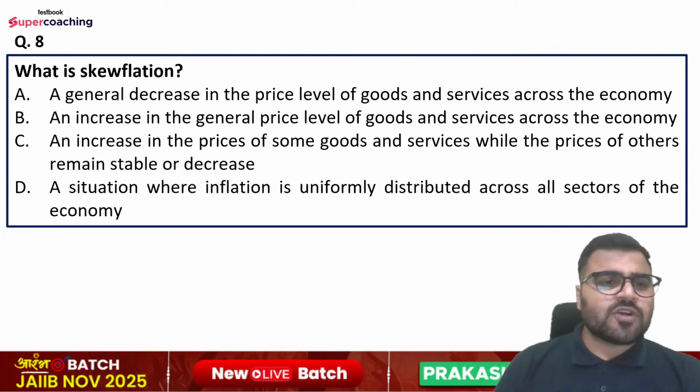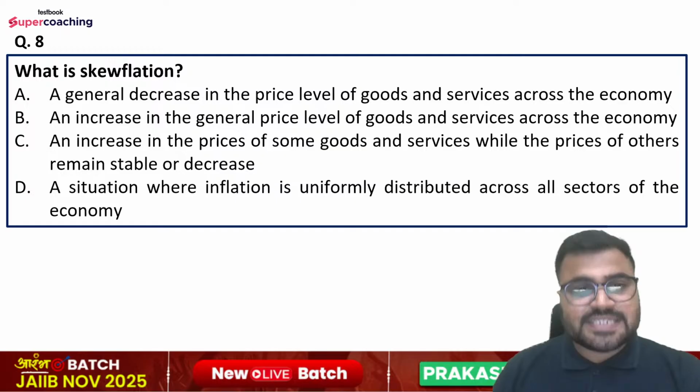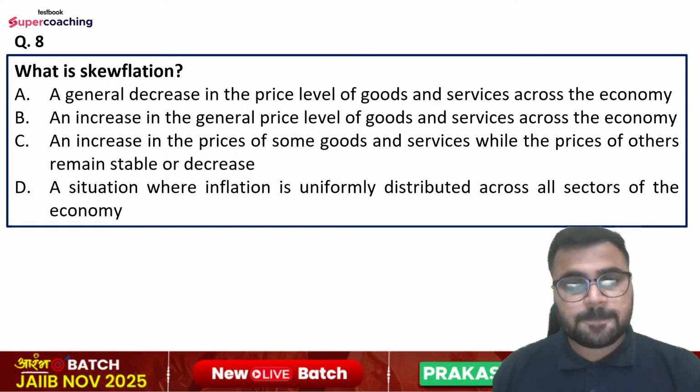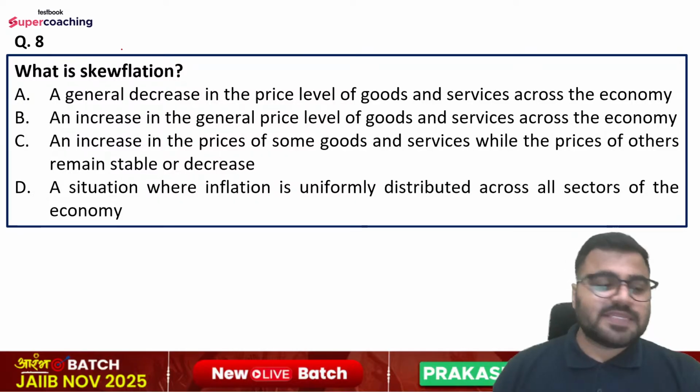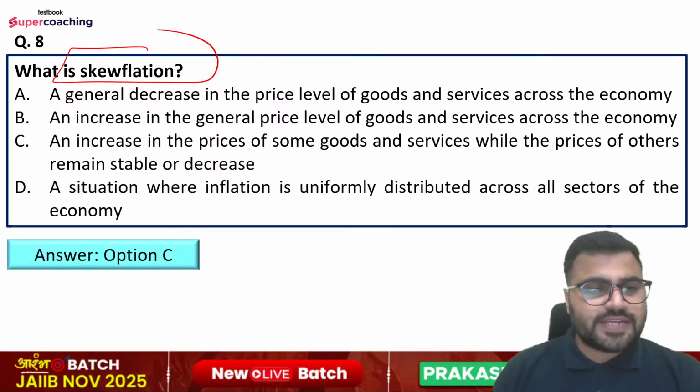Question number 8 is what is skewflation? So options are a general decrease in the price level of goods and services across the economy, an increase in the general price level of goods and services across the economy, an increase in the prices of some goods and services while the prices of others remain stable or decrease, a situation where inflation is uniformly distributed across all the sectors of the economy. Yes. Do let me know, guys, what do you think? What can be the correct explanation of this term, skewflation? So the right answer is option C here.